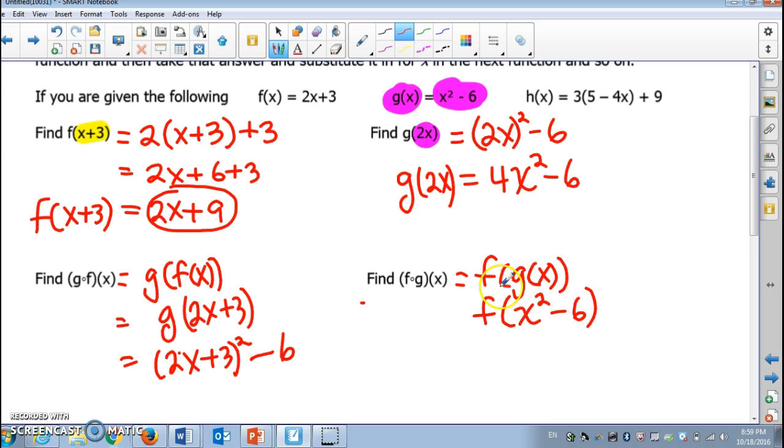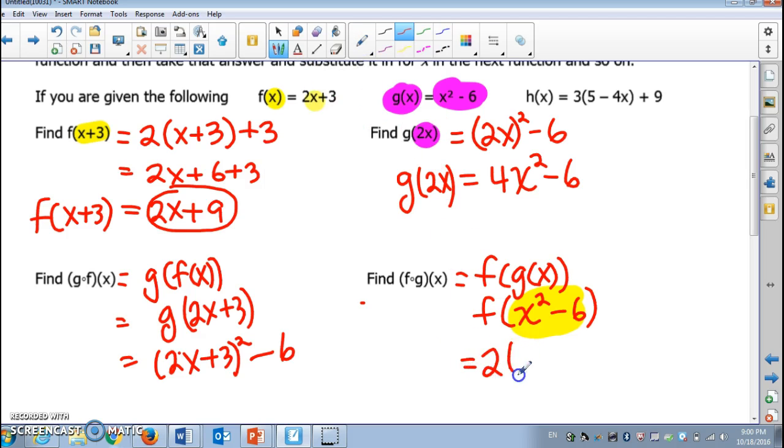Now it's not f of g of x. Now it's f of x squared minus 6. Correct? So which function do I need to look at? We need to look at function f of x. And now what do I need to do? We have to look at f of x is 2x plus 3. So all you need to do is replace x with this x squared minus 6 right here. Okay, so what will be my final answer?